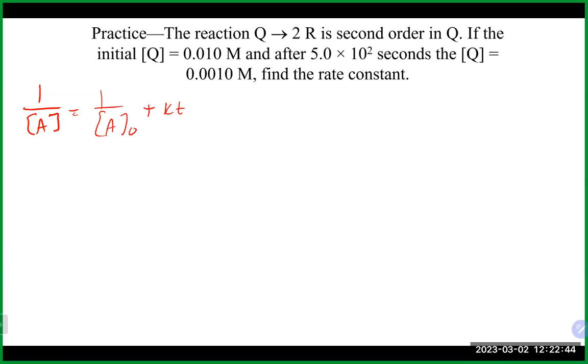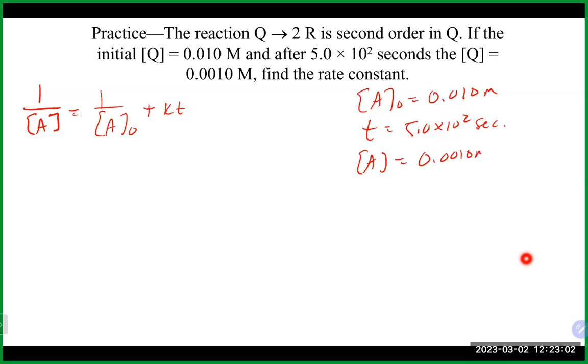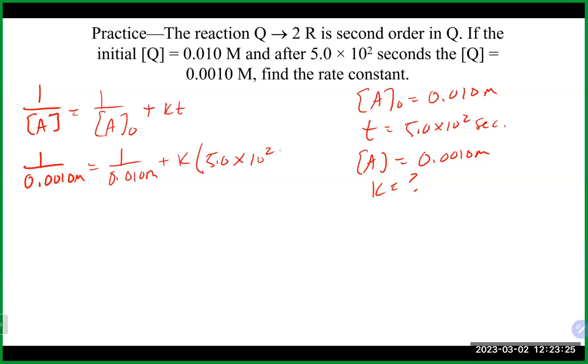In this particular case here, we do have our initial concentration of 0.01. We do have the time, which is 5 times 10 to the 2 seconds. We do have our final concentration, which is 0.001. And we are looking for K in this case. So plugging this stuff in, we will end up with 1 over 0.001 is equal to 1 over 0.01 plus K, which is what we're looking at, and our 5 times 10 to the 2 seconds.